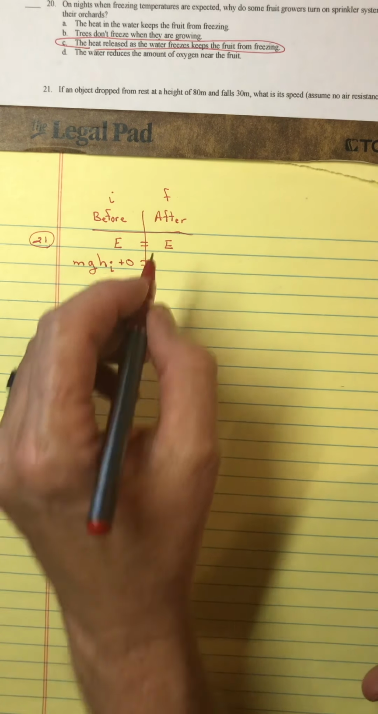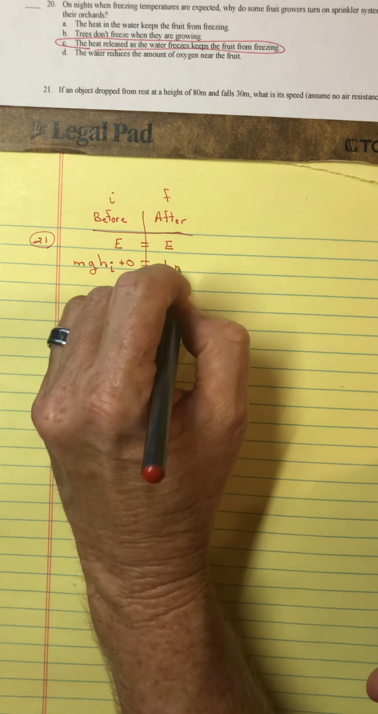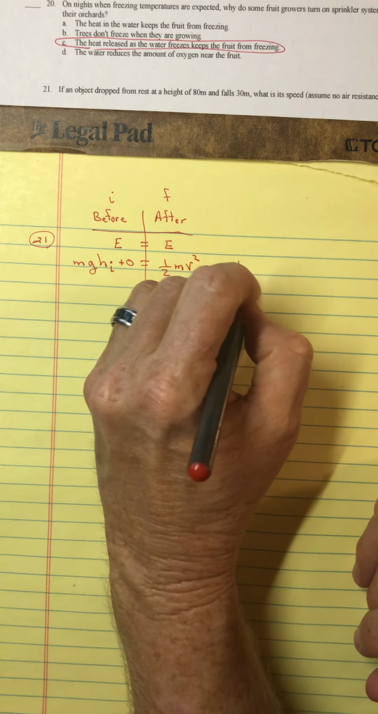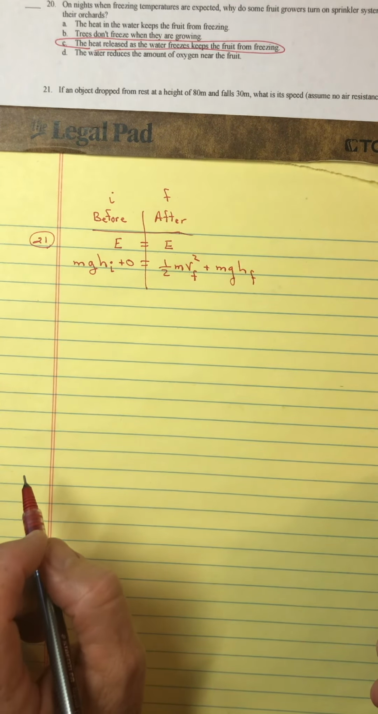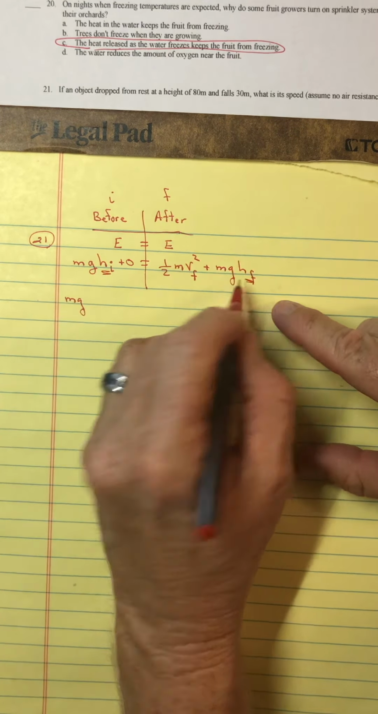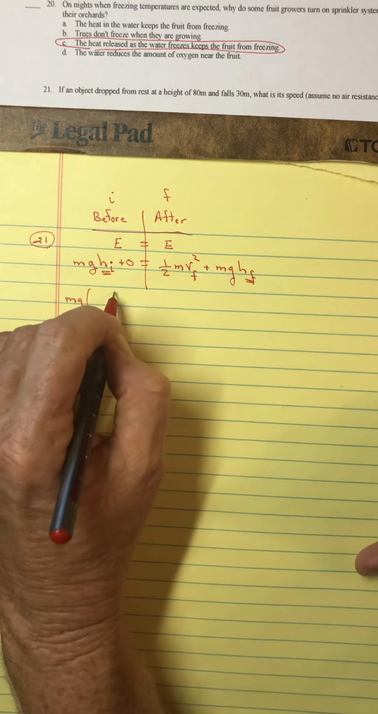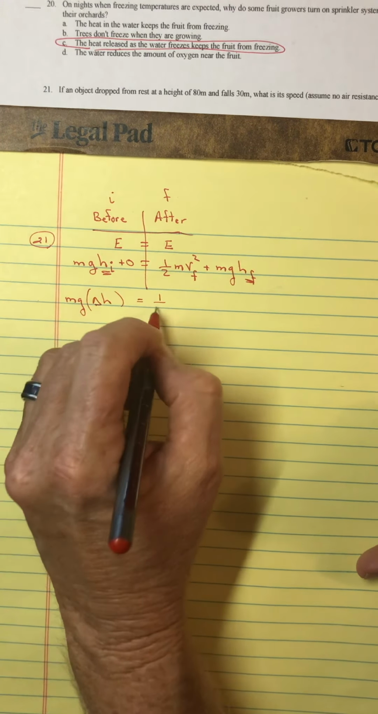So now it falls a little bit, and now it's moving. So it does have, and I'll call it final speed squared, but it's not all the way on the ground, so it has an mgh final. And in fact, if you move this to this side, you get an mg, and then you would have this starting height minus the final height. And so you might call that the delta h. How much did it change by?